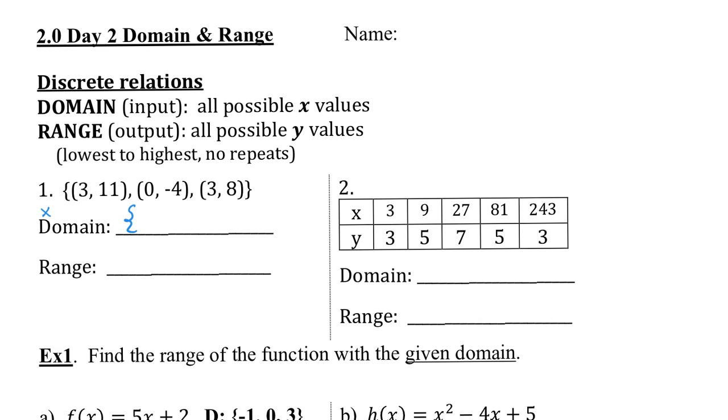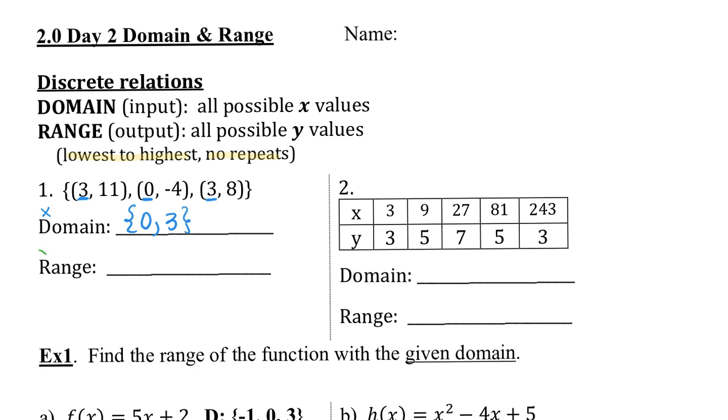Okay, domain is the x values. The x is the first coordinate of the ordered pair. So the domain is 3, 0, and 3. But when I list it, I go from lowest to highest, and I do no repeats. So 3, 0, 3, the lowest is 0. The next highest is 3, and then there's another 3, but I don't list it because I don't include repeats.